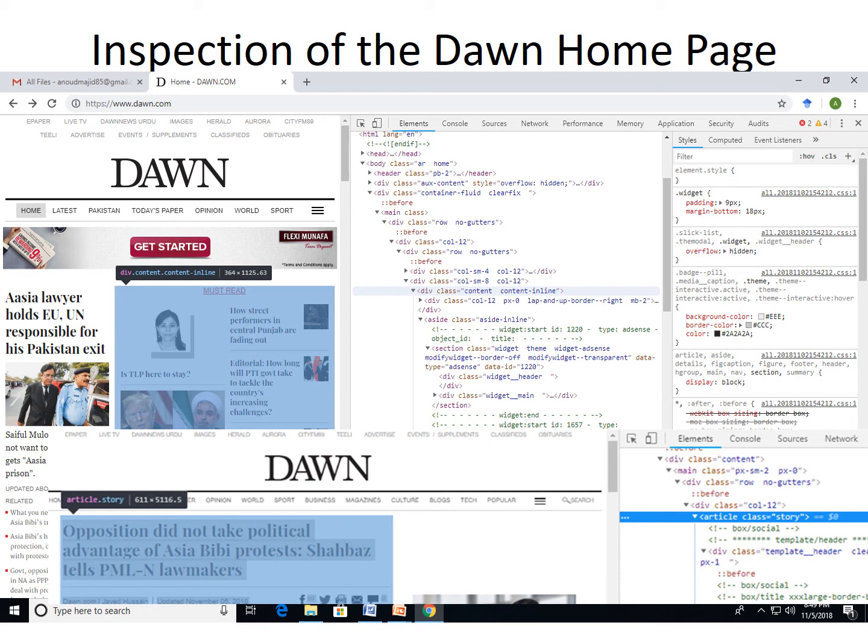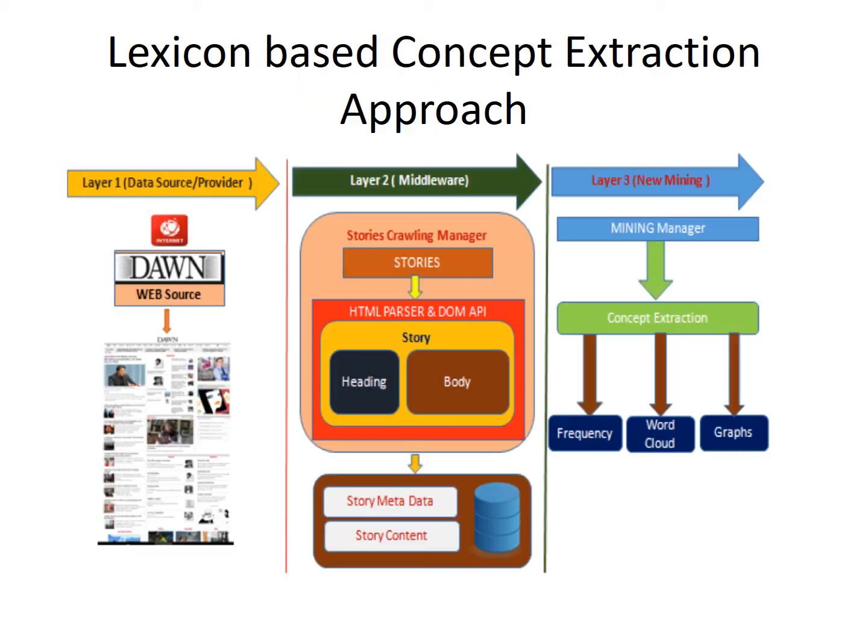This is an inspection of the Dawn homepage. We have inspected the Dawn homepage using the inspect element of the page. This is a lexicon-based concept extraction approach showing the three main layers: layer 1, layer 2, and layer 3. Layer 1 is the data source provider, which crawls online news events and stories published at the Dawn newspaper official website.